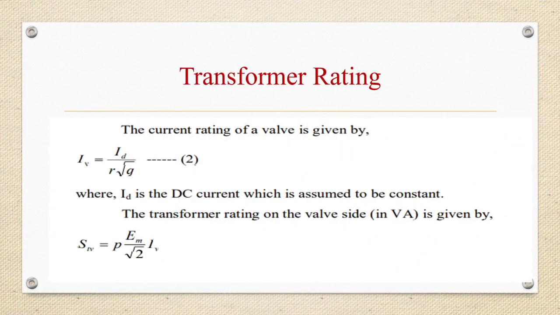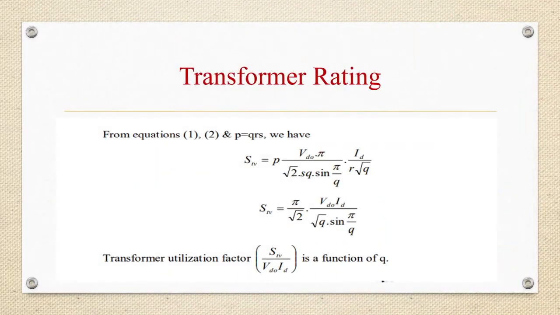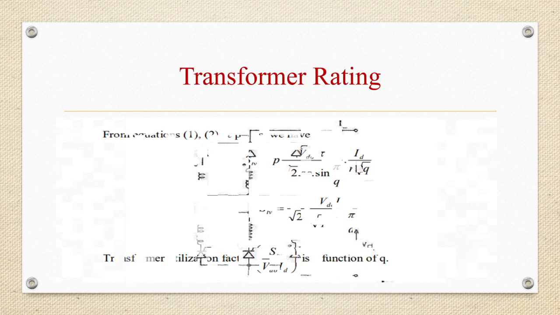Let us see what is the transformer rating. Current rating of a valve is given by I is equal to ID by root Q, where ID is the DC current which is assumed to be constant, and transformer rating on the valve side is given by S is equal to P EM by root 2 IV. So from equations 1 and 2 we can write STV is equal to pi by root 2 VD naught ID by root Q sin pi by Q. Transformation utilization factor, that is STV by VD naught ID, is a function of Q.